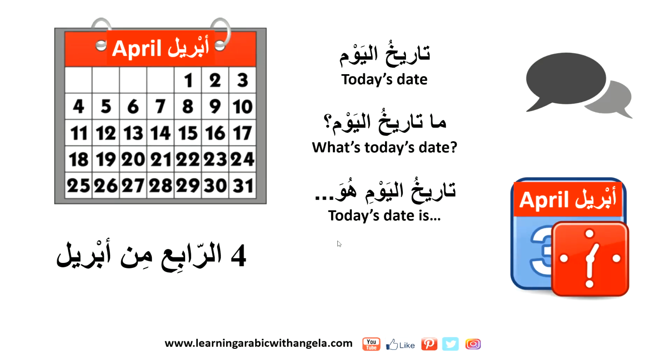Today's date is the 4th of April, let's say. So in Arabic, we're going to use ordinal numbers. تاريخ اليوم هو الرابع. So أربعة is 4. الرابع, the 4th. تاريخ اليوم هو الرابع من أبريل. 4th of April. I think that's quite easy to understand.